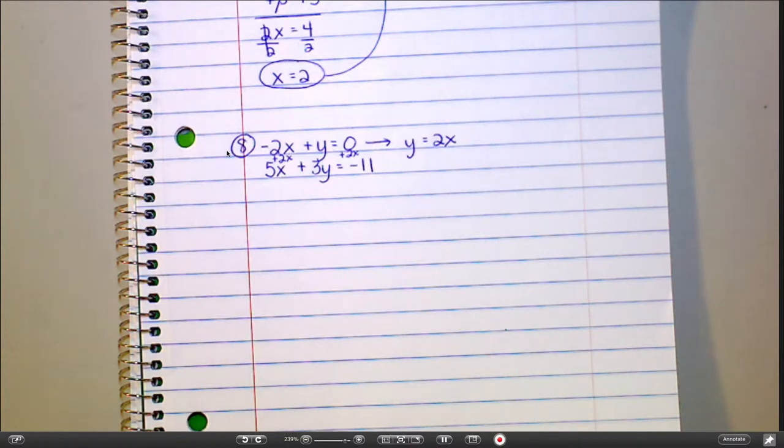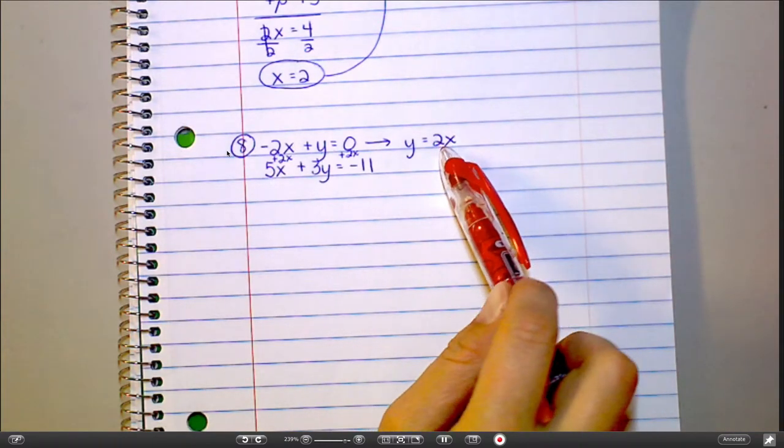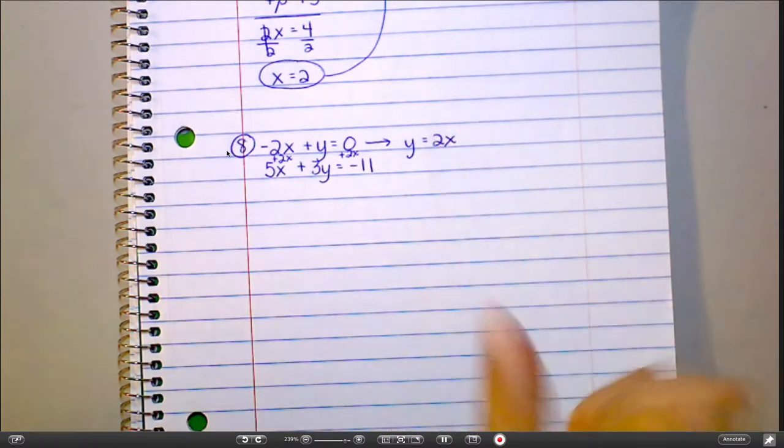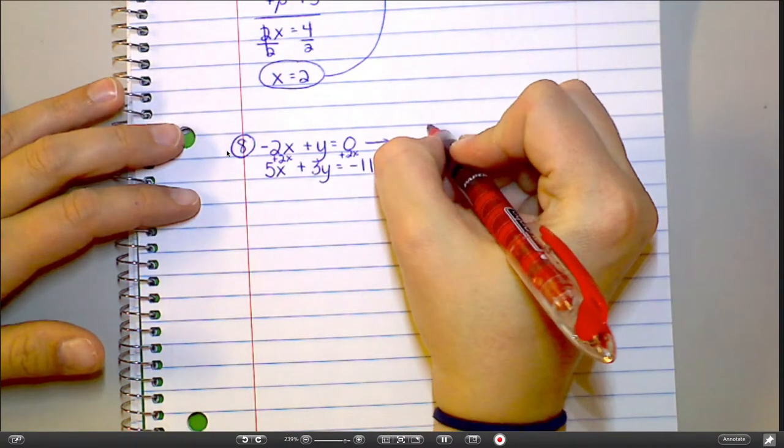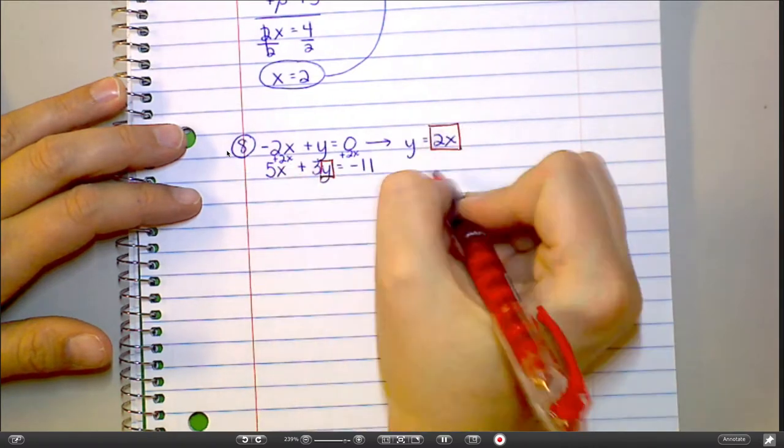Oh, well. Did you get it right, Tom? I've got what y equals. I'm just curious. Do you have what y equals? Uh-huh. Y equals 2x. You put 2x? So I put 2x in for y in the other equation. So I'm putting 2x right here.